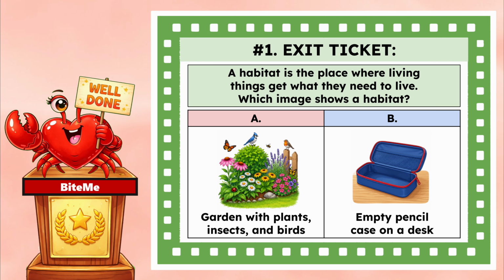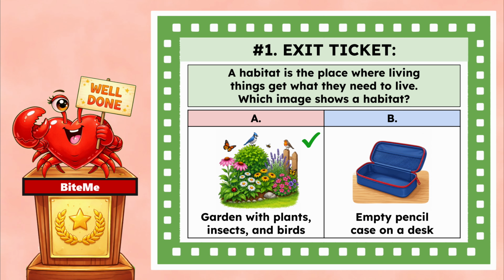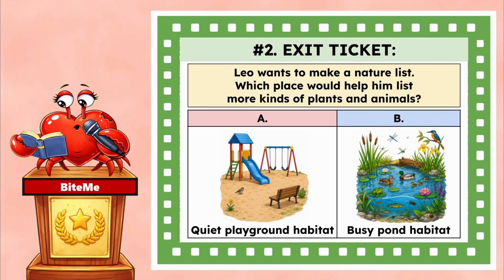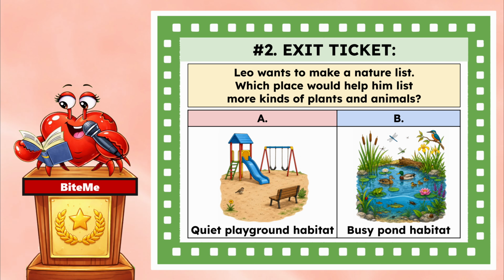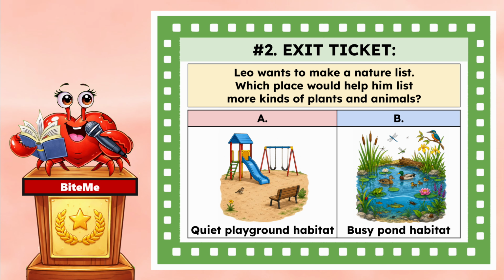And the correct answer is letter A, garden with plants, insects, and birds. Leo wants to make a nature list. Which place would help him list more kinds of plants and animals?